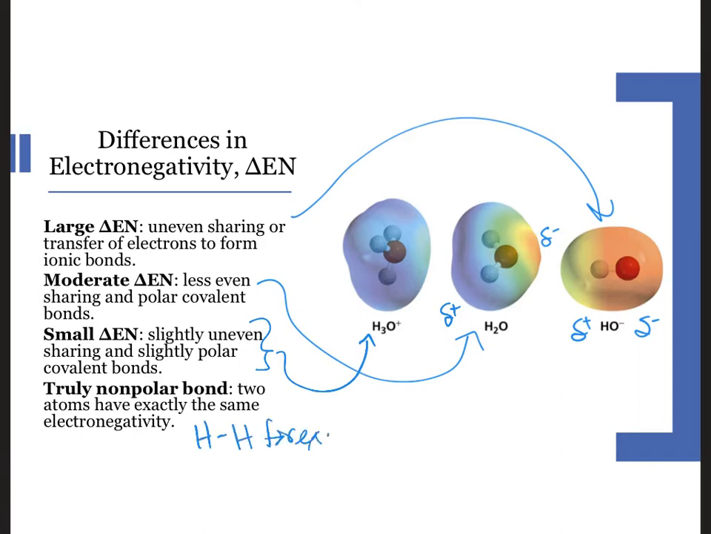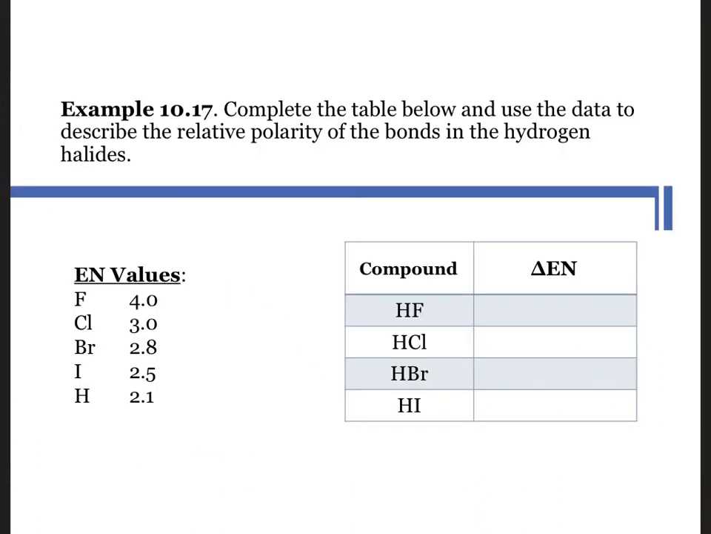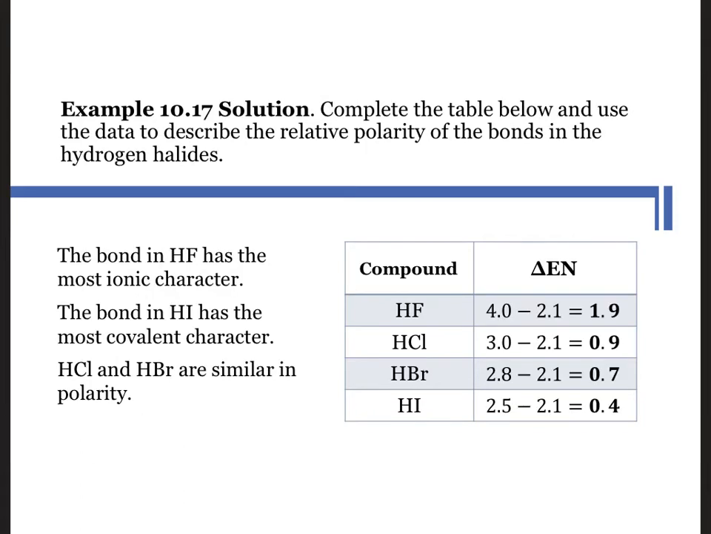Let's classify some molecules to practice. Using the electronegativity values provided, calculate delta EN so we can rank the molecules from most to least polar. We find that HF is the most strongly polar, while HCl and HBr are similar in polarity, with HCl being perhaps a bit more polar. HI is the least polar of the molecules listed.